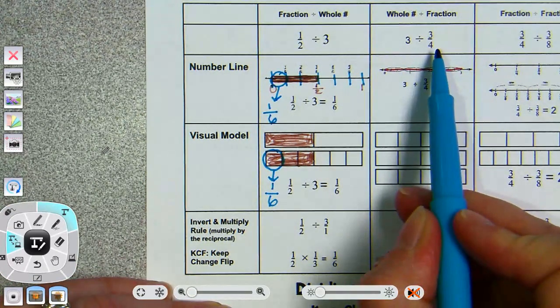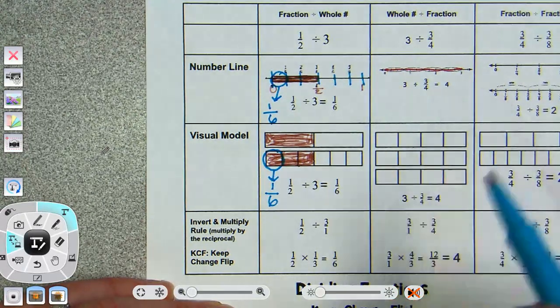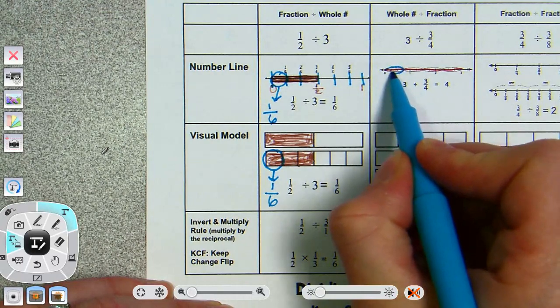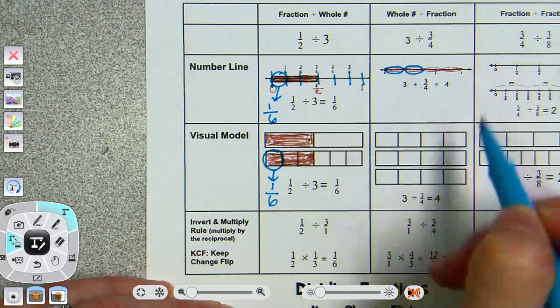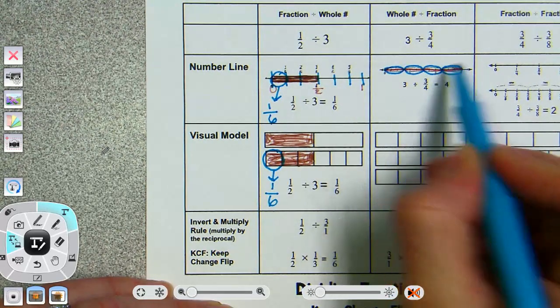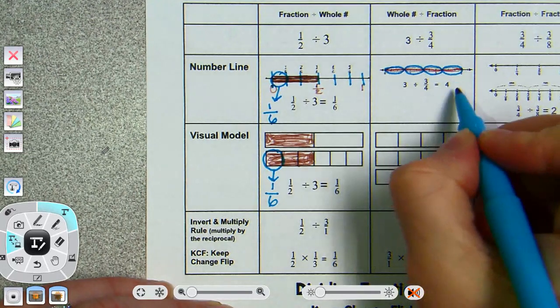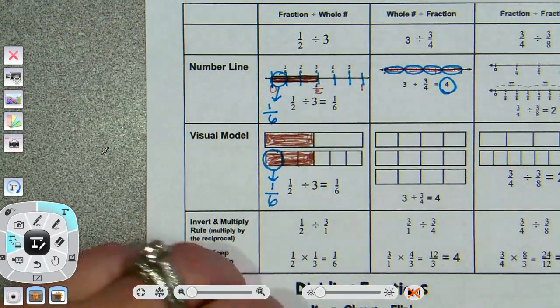Since 3/4 of a pizza go on a platter, every time I circle those 3/4, that's going to be a new platter of pizza. So here I have 3 slices. Here I have another 3. So there's 2 platters so far. I have another 3/4 and another 3/4. So my answer is that I have 4 platters full of pizza.